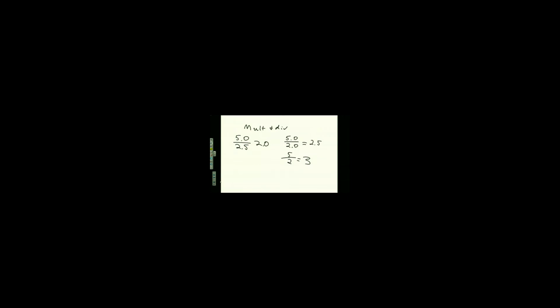Your calculator tells you it's 2.5, doesn't it? Yeah. But the rule says this has 1 sig fig, this has 1 sig fig. I can only report 1 sig fig. 2.5 rounded off is 3. I know you all think that 5 divided by 2 is 2.5, but it's not. It's 3. That's confusing.